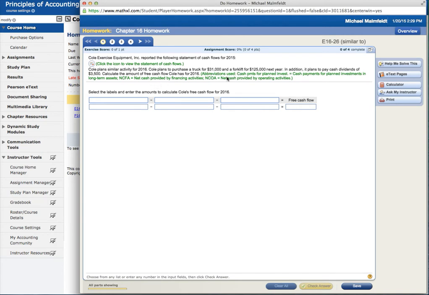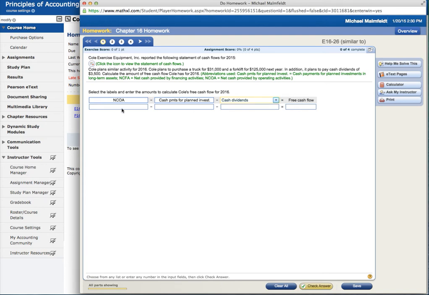And then it gives us an idea of what these abbreviations that we see when we click on the drop-down menu each mean. So we're going to start out, if you remember from the book, with the free cash flow formula. We're going to start with net cash from operating activities, and then we're going to subtract both of these, cash payments for planned investments and cash dividends, and that will equal our free cash flow at the end of the day.